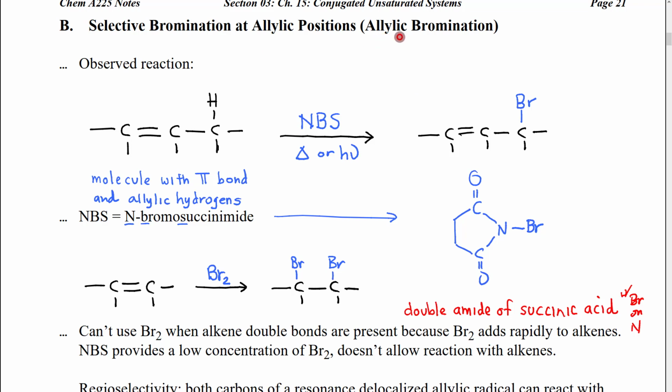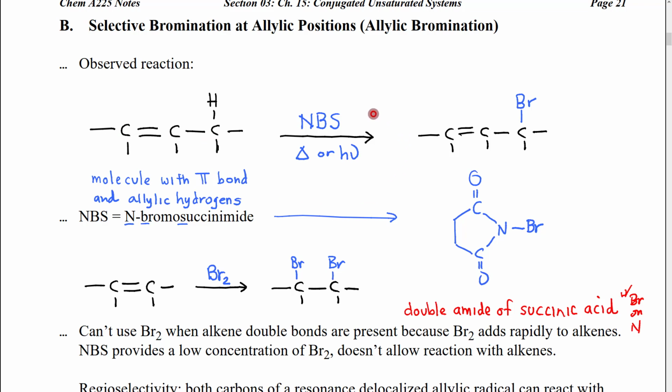We call this allylic bromination. We can selectively put bromines at allylic positions in a molecule. The observed reaction looks like this. So here would be a molecule that would have a pi bond and hydrogens on allylic carbons.